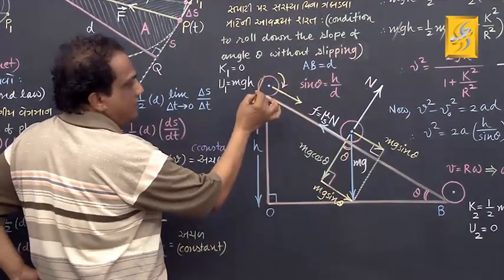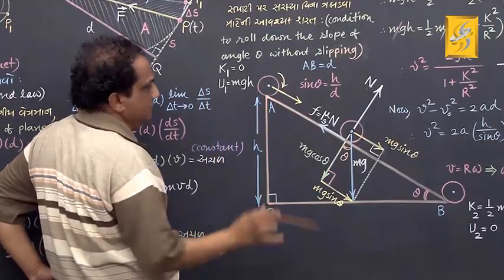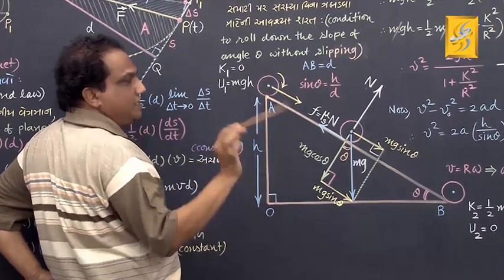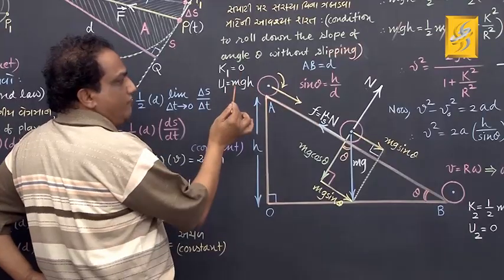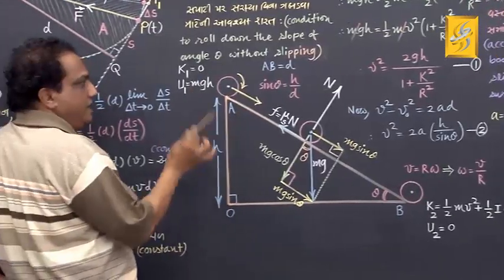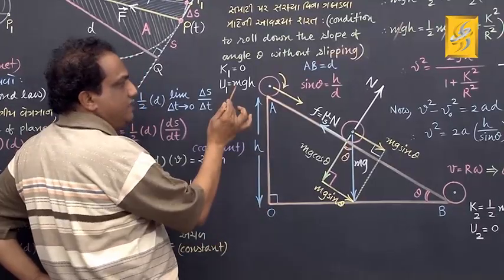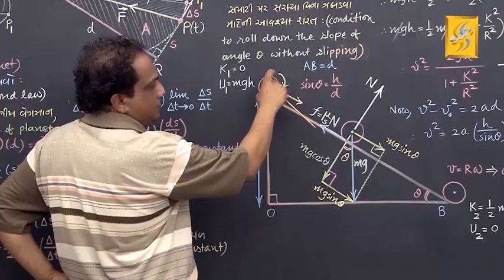Say here is a body of mass small m, radius capital R, lying at the top of the slope at rest. Because it is at rest, the initial kinetic energy is 0. And you know, whenever a body of mass m lies at height h with respect to some reference level, then its gravitational potential energy with respect to that reference level is mgh.